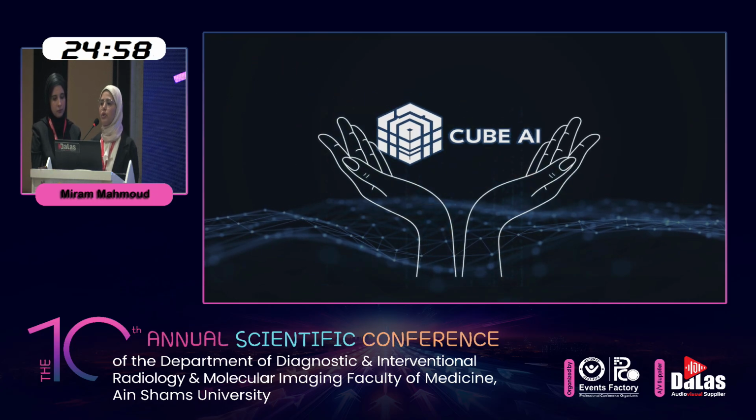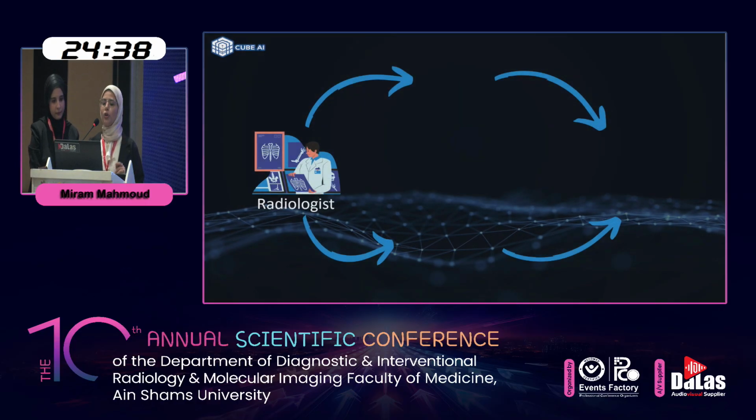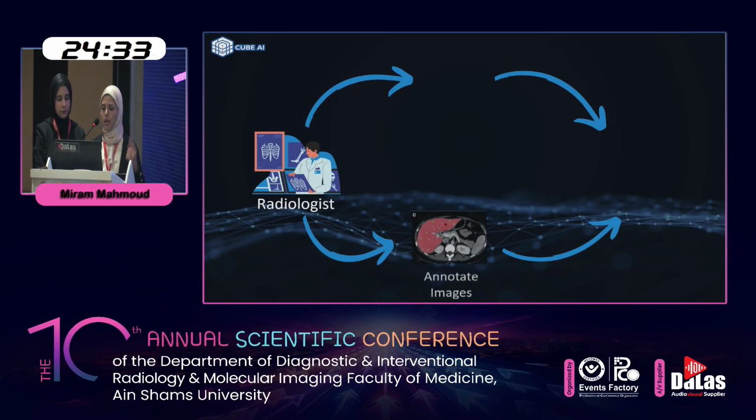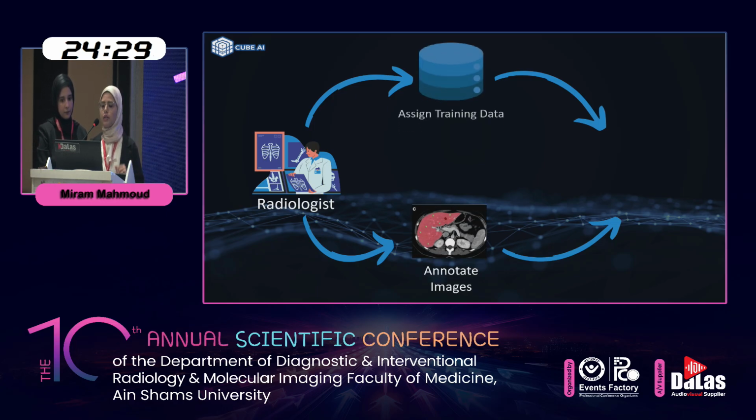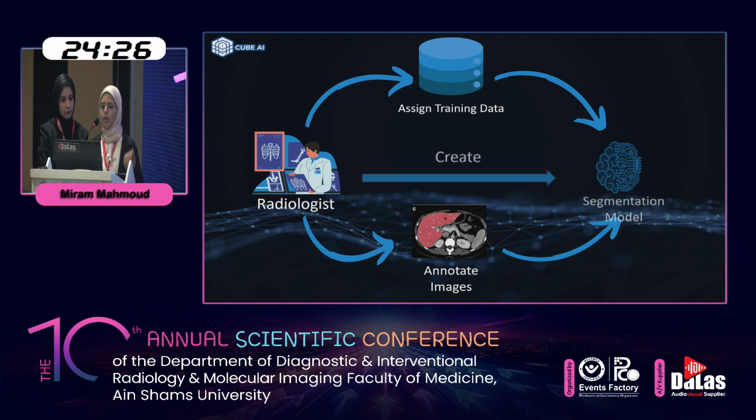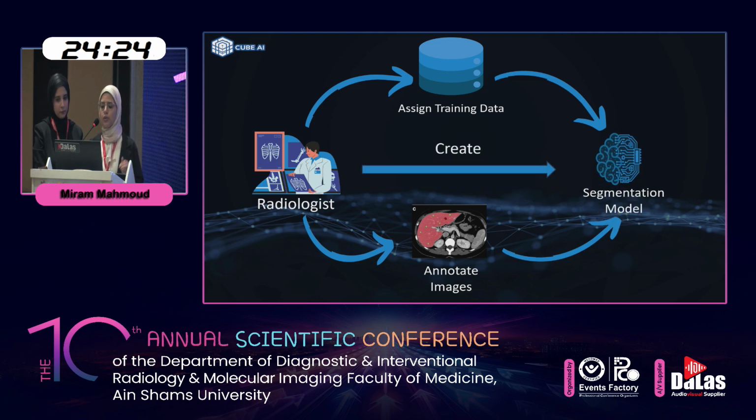So now returning to Shahd's question, how can a model be created? And do we really need radiologists to have technical expertise to develop an AI model? The answer is no, with QBI. On our platform, radiologists can annotate images manually or with our assisted segmentation tools feature. And they can also assign training data, create a segmentation model and start training in just a few simple steps.